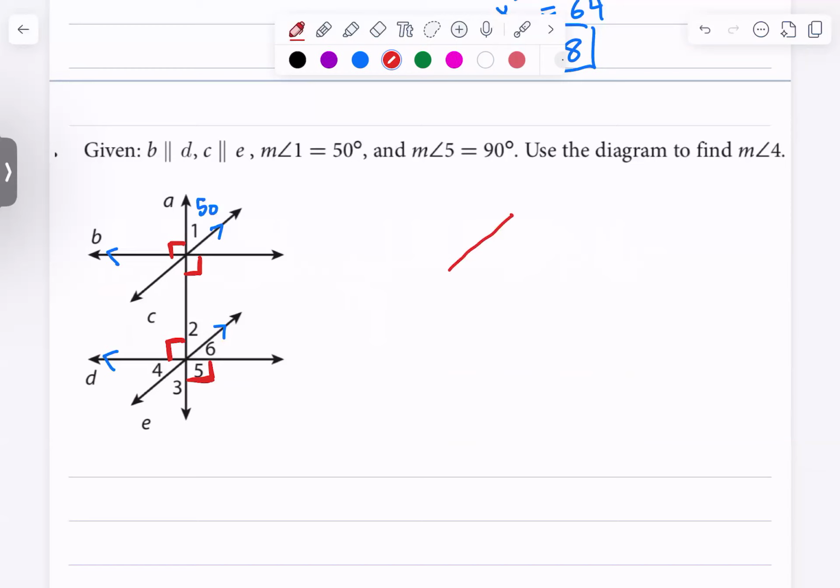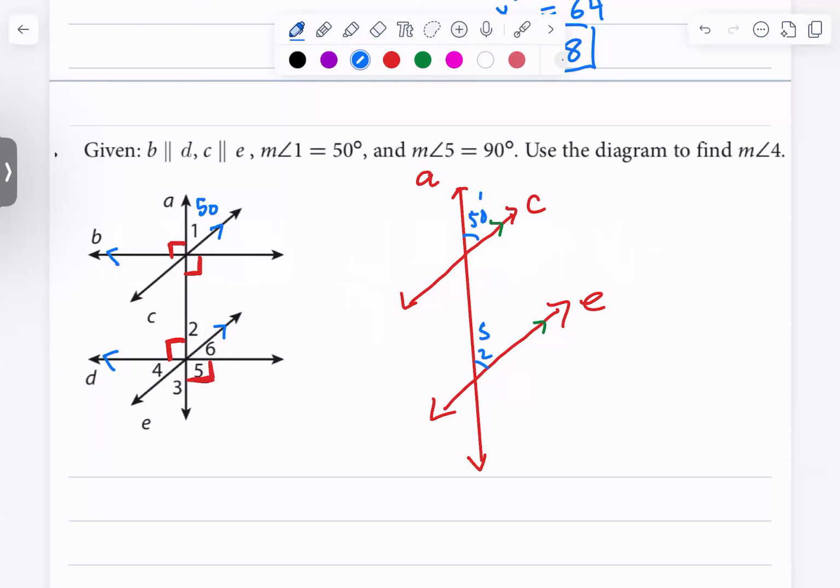Now, line C, I'm going to draw line C here. I'm going to draw line E here. I know that they are parallel, right? I'm going to use the same transversal. That's my transversal A. This is line C and line E. I know that this is 50, right? Angle 1 is 50. So what is angle 2 equal to? 50, because they're corresponding.